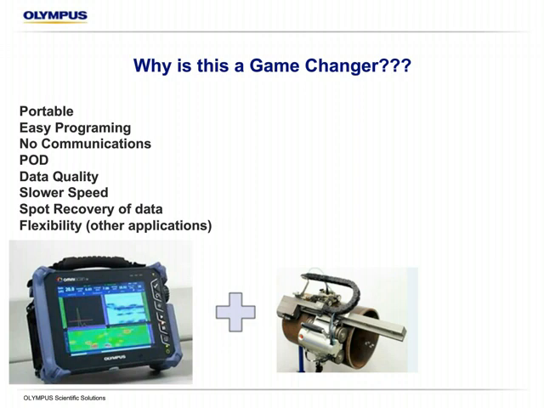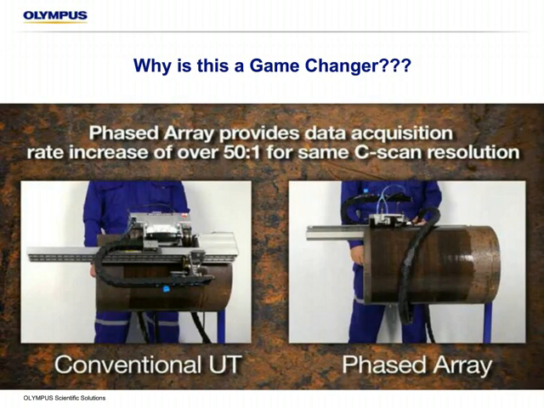So we did a few tests between our OmniScan on the UT side and our OmniScan on the phased array side, and we basically mimicked the setup on both. On average, in a typical application, setting them up for the same pipe, we see a data acquisition rate increase of 50 to 1, even though we typically can move at a slower speed with the phased array.